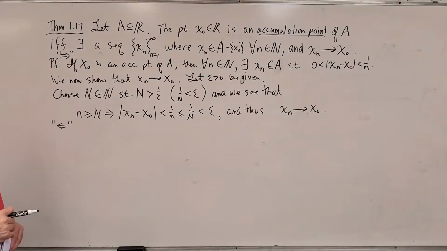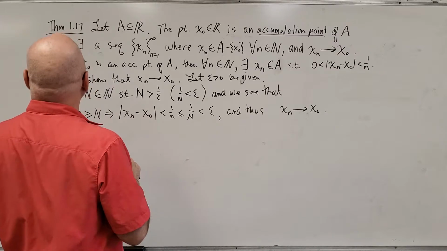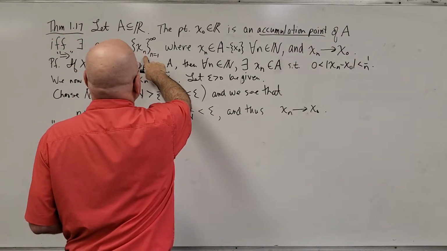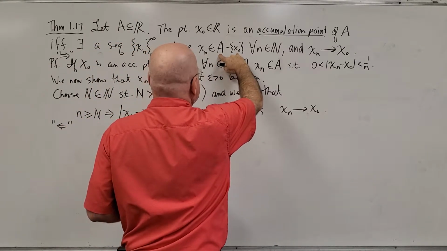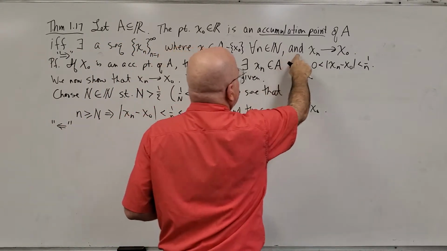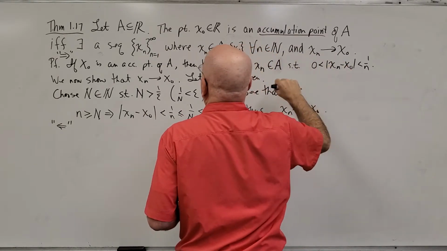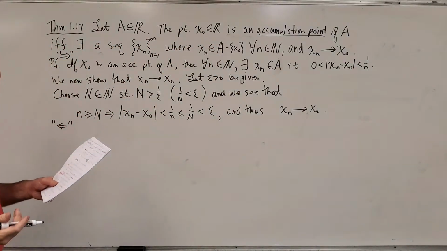All right, now we're going to go the other direction. We're going to assume the right-hand side is true. Where's the if and only if here? So we're going to assume that there exists a sequence where every element of the sequence is taken out of A minus x naught, and xn converges to x naught. And we're going to prove that x naught is an accumulation point.